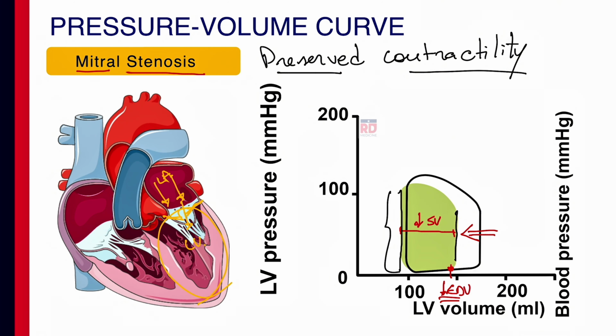And to summarize the key features of mitral stenosis on the pressure volume loop, you have decreased end-diastolic volume, less blood entering the ventricle, so decreased preload, which will lead to decreased stroke volume. Think about the Frank-Starling mechanism. The loop is narrower and shifted to the left. Isovolumetric phases are preserved. This is a pattern of impaired filling, not contractile dysfunction.